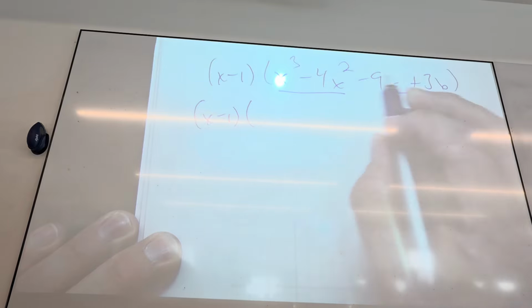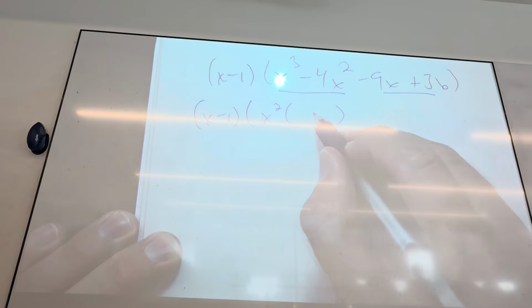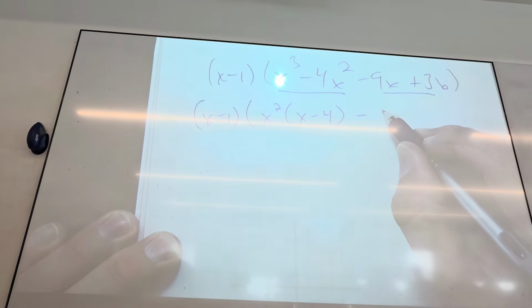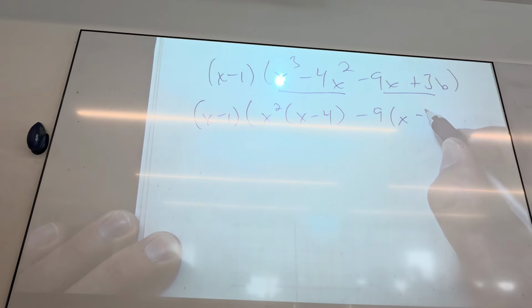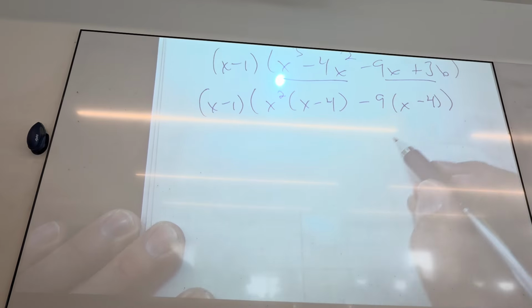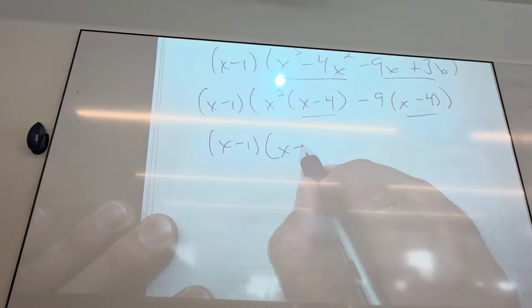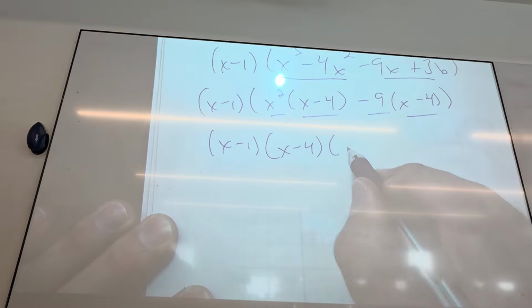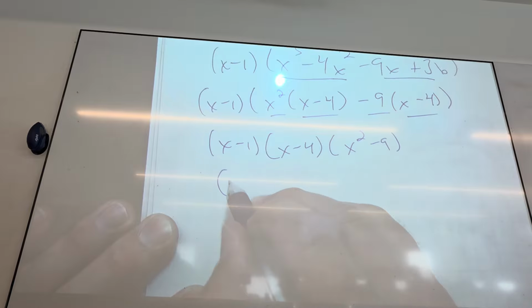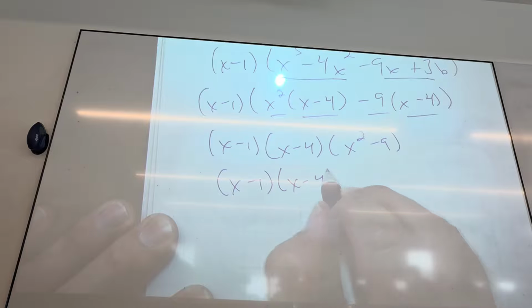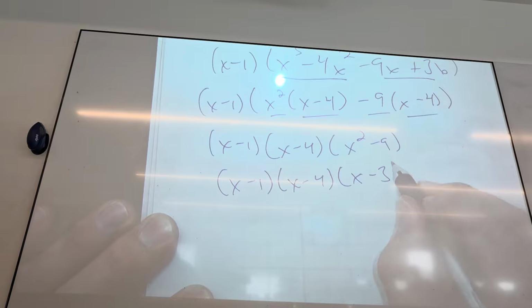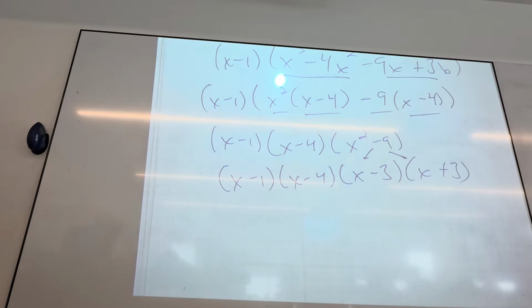Yes, I can group. So out of this comes x squared, what's left? It's x minus 4. And out of this comes, yep, and what's left? X minus 1. Good. And then I get x minus 1. This comes out. And I'm left with this. And then I can finally do what? x minus 9, x plus 3, x minus 3. Because that's easy. That's just the difference of squares, right?